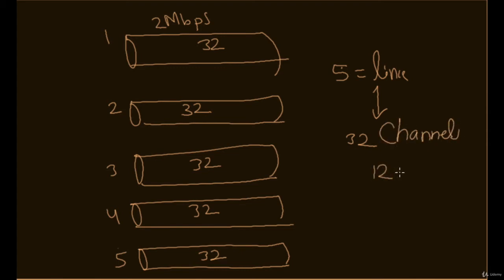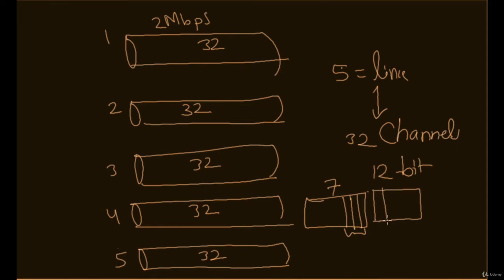Okay, so out of 12 bits of CIC, the first 7 are going to be used to identify this particular link. Here, using just 3 bits itself, you can identify the link, and the remaining 5 can be used to identify the particular channel in the link. This part identifies the channel in the link, and this part identifies the link itself. So I hope this part was clear.